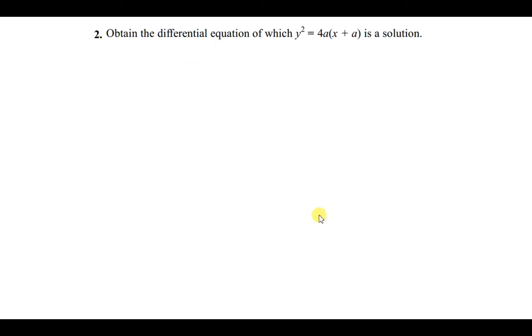The next question says, obtain the differential equation of which y squared is equal to 4ax plus 4a squared, where a is a constant, is a solution. So this is a solution of some differential equation, and we need to get that differential equation. How do we do that? First of all, you differentiate.